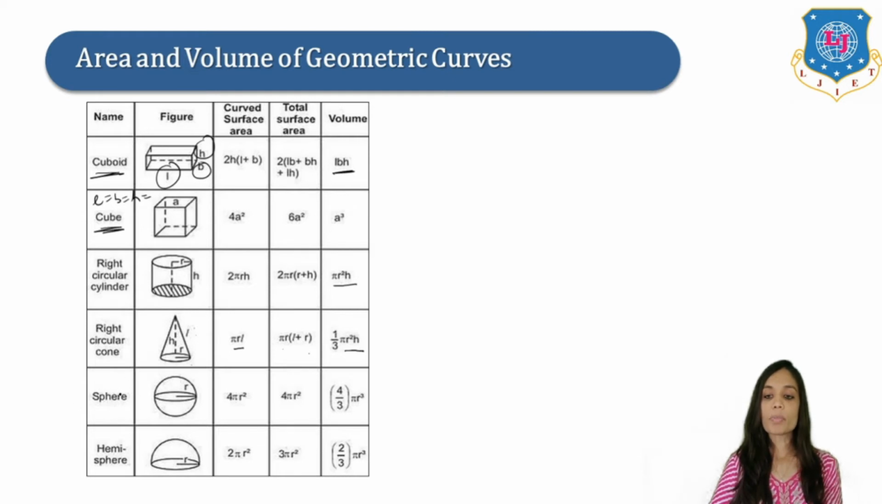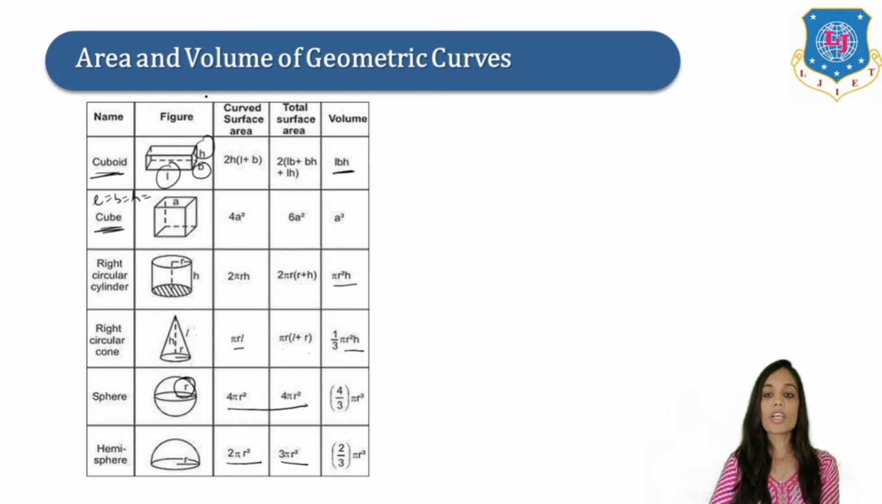Now if you are given a sphere of radius r, then the curved surface area and the total surface area both will be 4 pi r square and the volume of sphere is given by 4 upon 3 pi r cube. Now for a hemisphere of radius r, curved surface area is 2 pi r square, total surface area is 3 pi r square and volume is 2 upon 3 pi r cube, right?